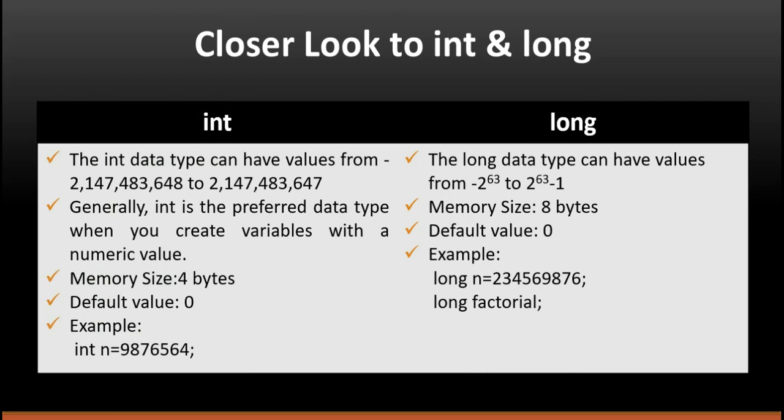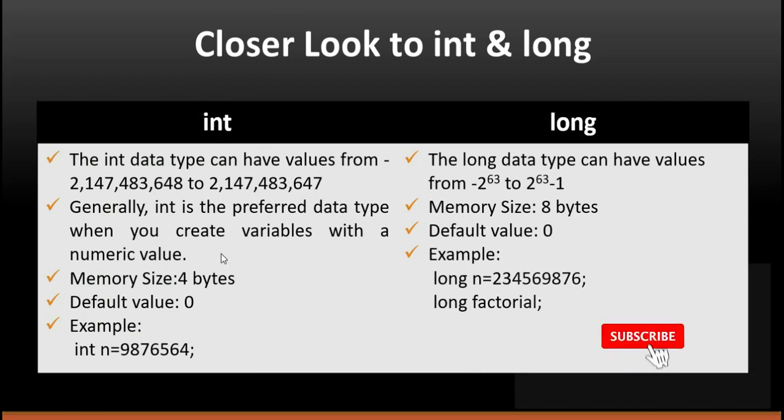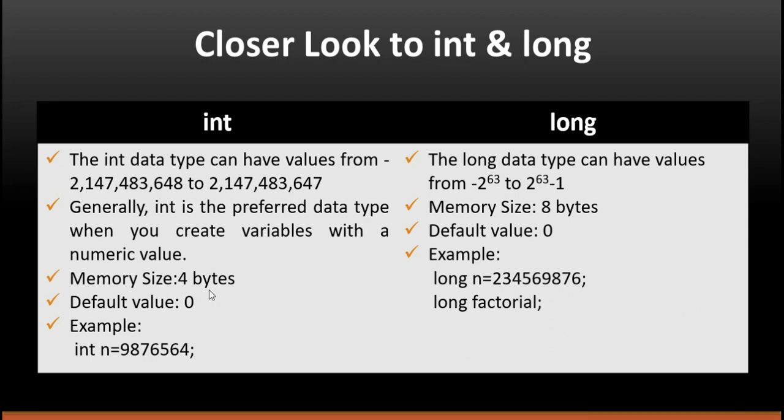Next we have int and long. So int is the preferred data type whenever you are creating a variable without decimal places, and the range you can see of integer is minus this to plus this, and int occupies 4 bytes of memory and the default value for int is again 0. Here is the example of integer. So int n is equal to this value. So I can assign any value in this range.